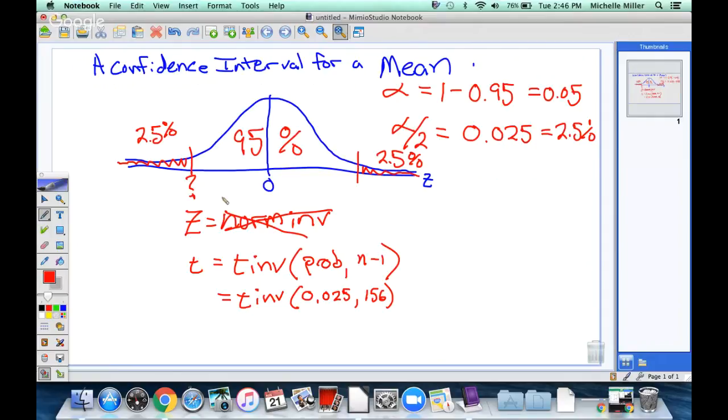And looking at the picture, now the T inverse always spits out a positive number, which is a little bit different than the normal inverse because it can spit out positives and negatives. So the number it's going to return is actually this one, which is the opposite of the one on that side because T inverse is symmetric, like a normal function.